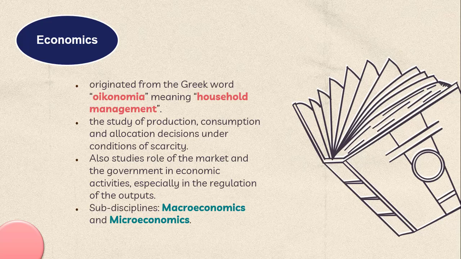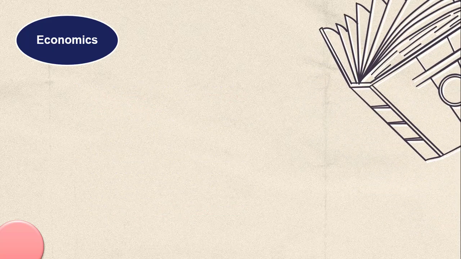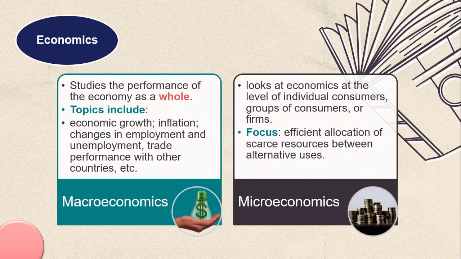It has two subdisciplines, macroeconomics and microeconomics. Macroeconomics studies the performance of the economy as a whole. Some of the topics included in macroeconomics are economic growth, inflation, changes in employment and unemployment, trade performance with other countries, and others. Microeconomics, on the other hand, looks at economics at the level of individual consumers, groups of consumers, or firms. Its main focus is the efficient allocation of scarce resources between alternative uses.